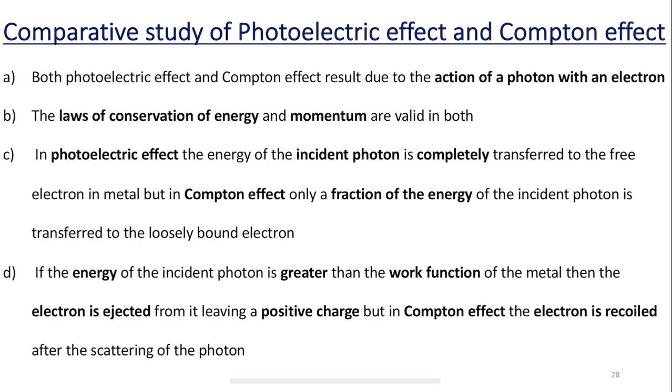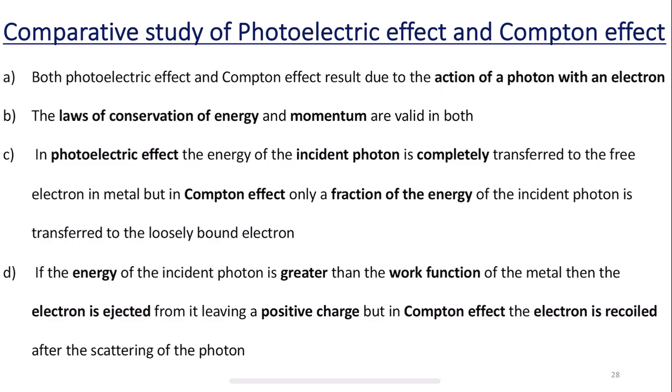So this is the comparison between photoelectric effect and Compton effect. In photoelectric effect, as we have understood in my previous class, the energy of the incident photon is completely transferred to the free electron in the metal, whereas in Compton effect only a fraction of energy of the incident photon is transferred to the loosely bound electron.